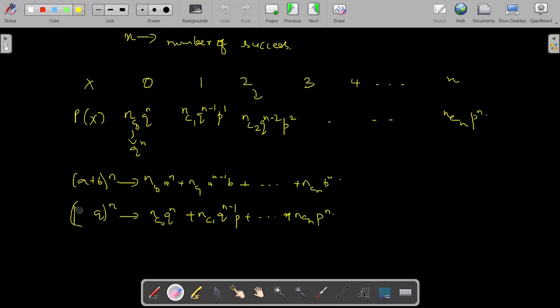Here you can write this as (q plus p) to the power n. The binomial expansion of this is the same as the probability distribution of the variable x, hence it is called binomial distribution. And the binomial distribution of a random variable x is denoted as B(n, p), where n and p are parameters. n means number of trials, p is the probability of success. It is denoted as B(n, p).